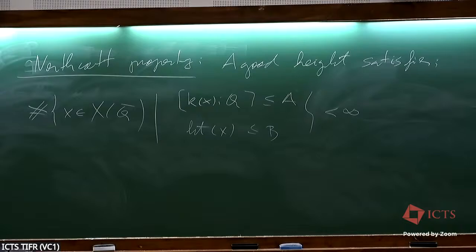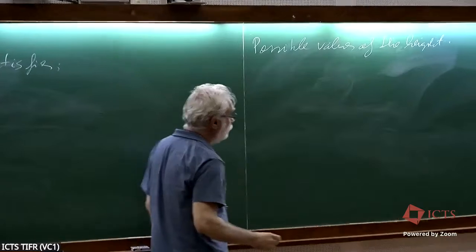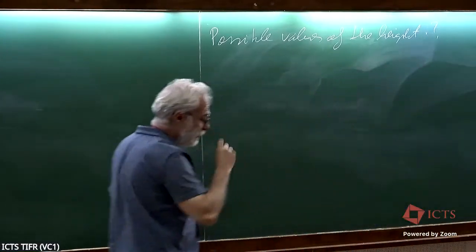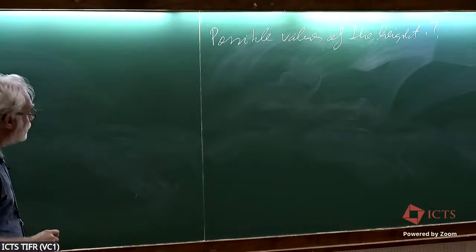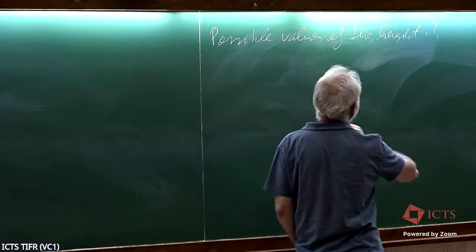Now, when one has a height, the first question we can ask is, what is the spectrum of this height? So what are the possible values of the height? Okay. Now, typically we have an interesting value, which is the absolute minimum. So let H be a height.